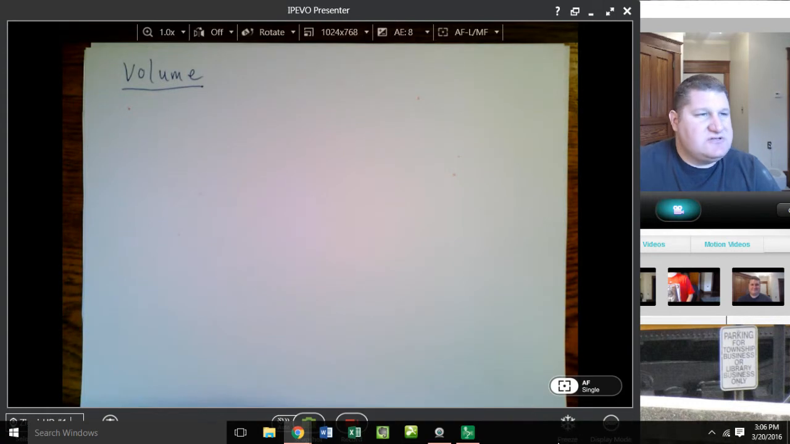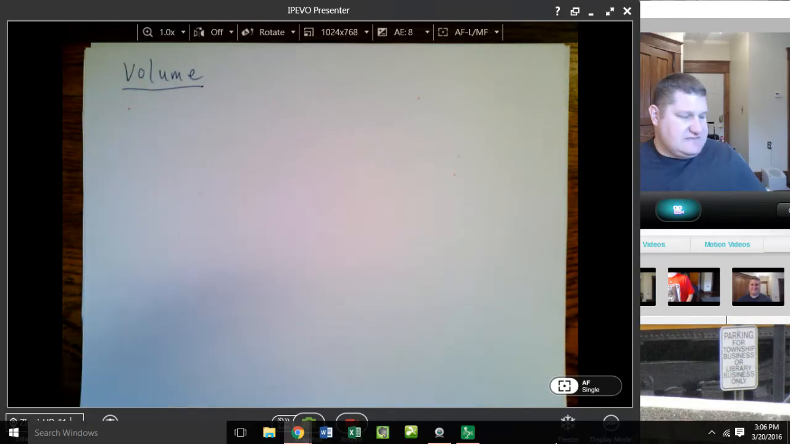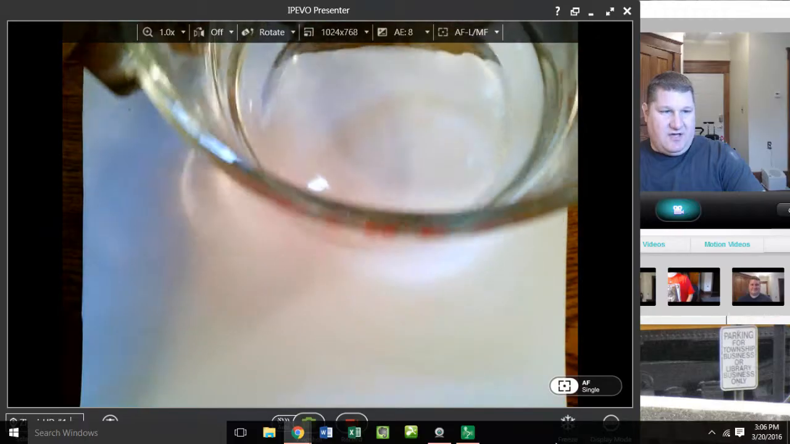Okay, ladies and gentlemen, let's start talking about volumes. Now, volume is the amount of stuff inside. So, for example, I have a measuring cup right here. This measuring cup has water in it.